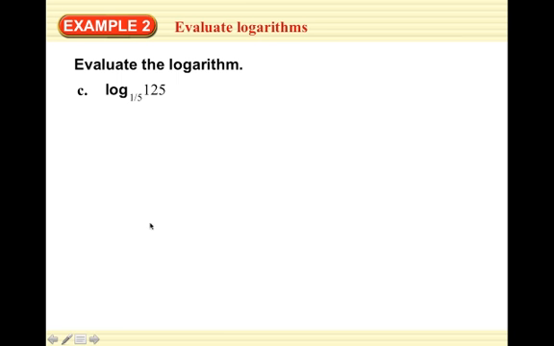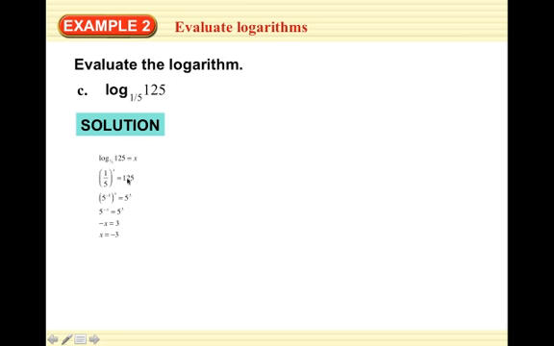Okay, we've got a couple more of these. We've got the log base 1/5 of 125. We're going to set that equal to x. Okay, and then we're going to swoosh it. We're going to put it in exponential form. We've got 1/5 to the x equals 125.